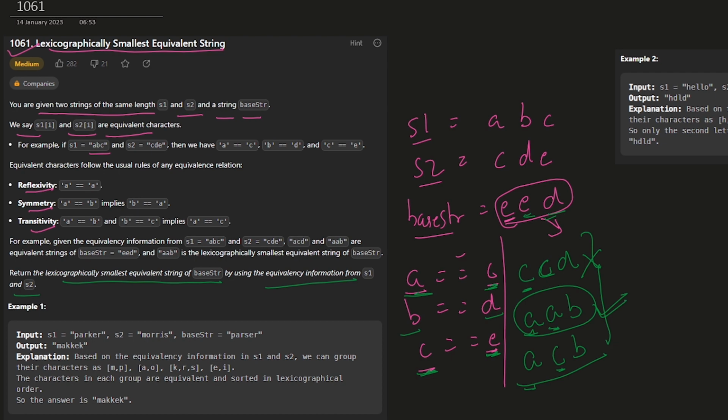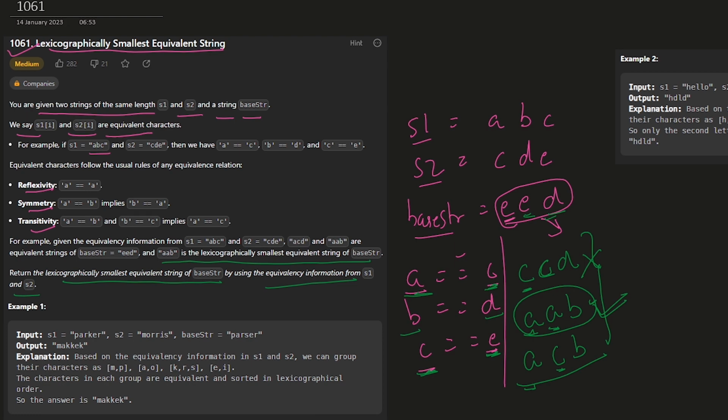If we generate more strings by using this equivalence relation, they are not going to be lexicographically smaller than this one. So far we can return AAB. So this is also telling us that AAB is the lexicographically smallest equivalent string of base string. I hope now you understood the question. This is what the question wants to tell us.